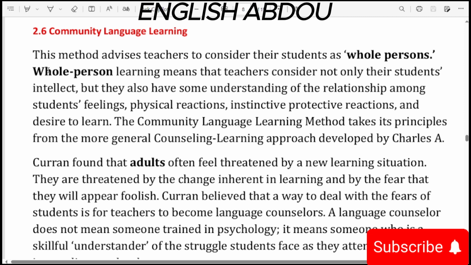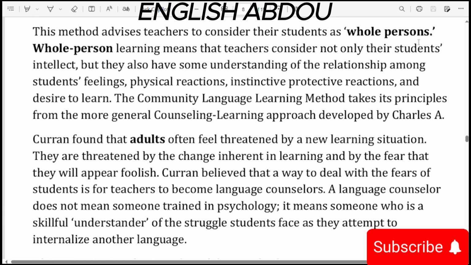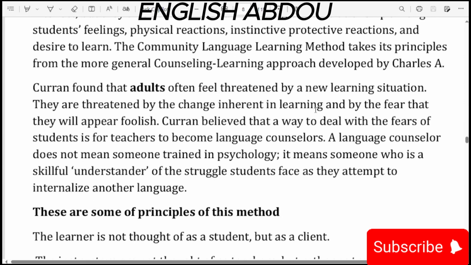controller. This method advises teachers to consider the student as a whole person. Learning means that teachers consider not only their students' intellectual but also have some understanding of the relationship among students' feeling, physical reactions, instinctive, protective reactions, and desire to learn. The community learning language method takes its principles from the general counseling learning approach developed by Charles.